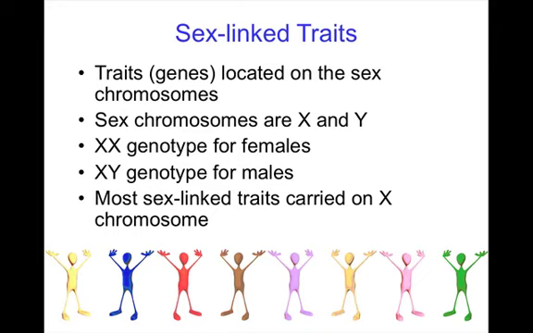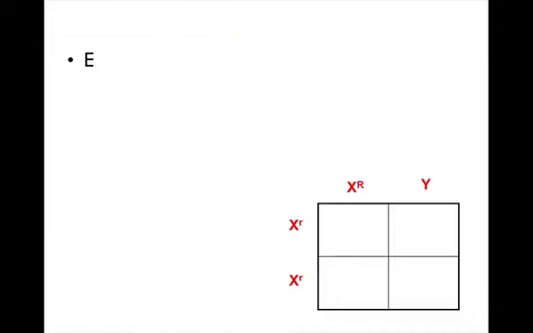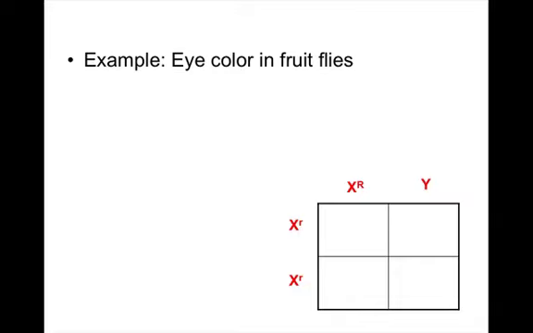Most sex-linked traits are carried on the X chromosome, so the female is the one that is going to carry those specific traits. So let's take a look at a sex-linked trait problem. Our example is eye color in fruit flies.